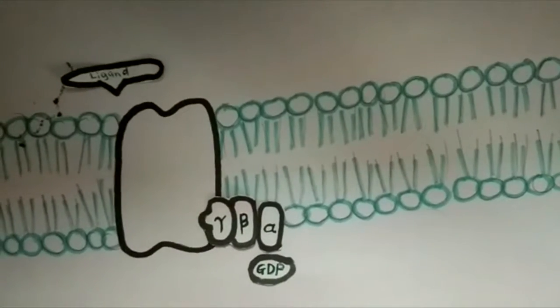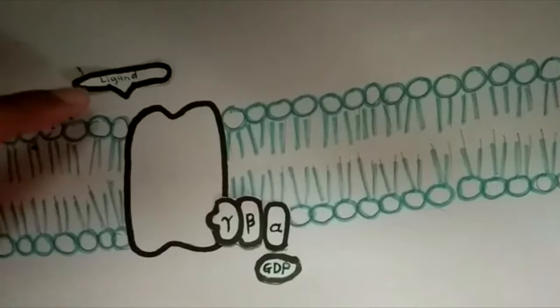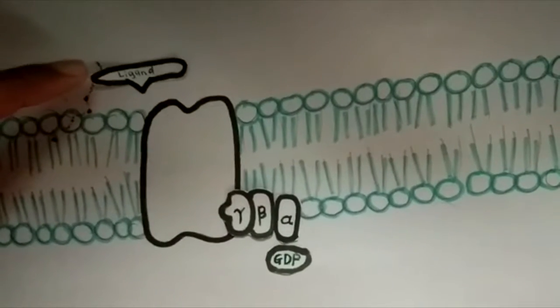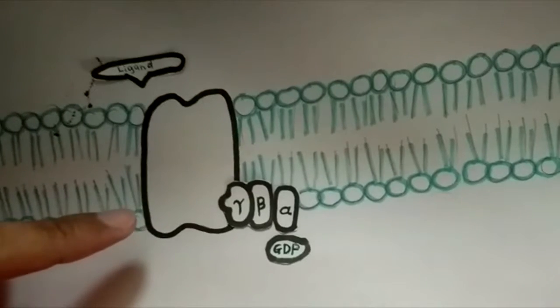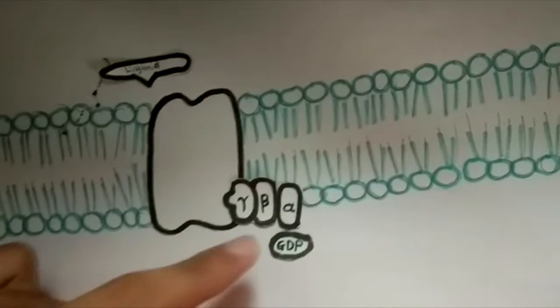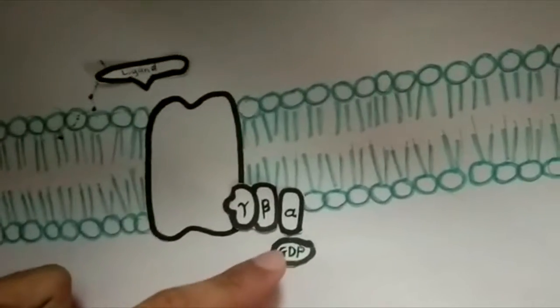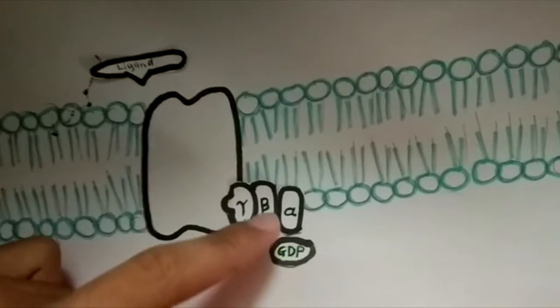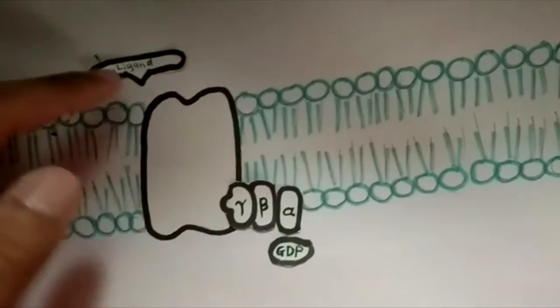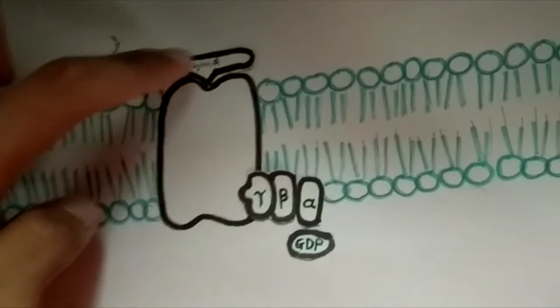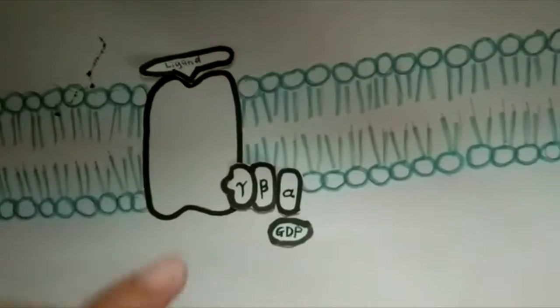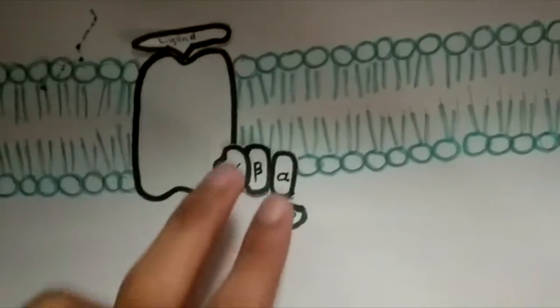A receptor site for a small molecule called a ligand is exposed on the outside of the cell, while the portion of the receptor on the inside of the cell can bind to the G protein that has guanosine diphosphate attached to its alpha subunit. When the ligand binds to the receptor site on the outside of the cell membrane, the G protein changes conformation.